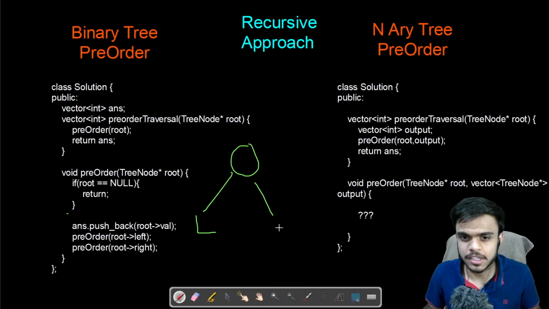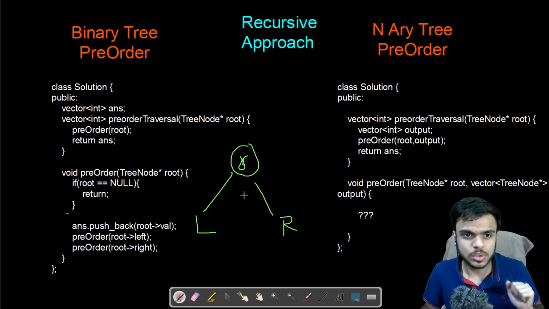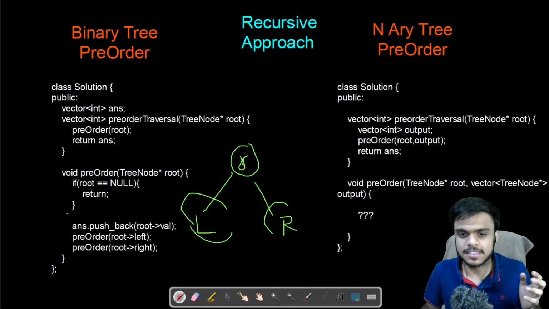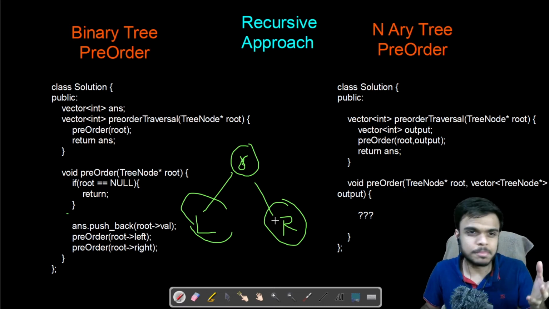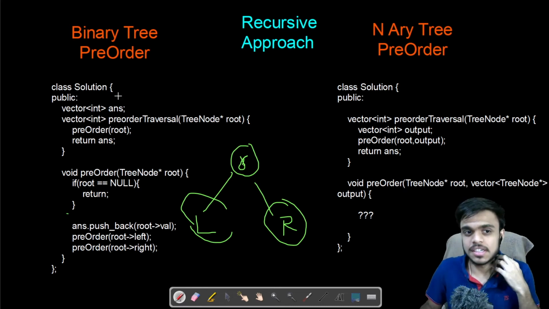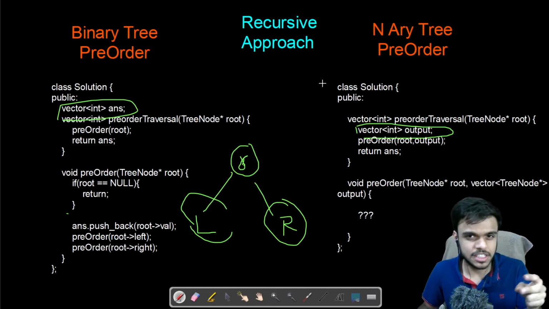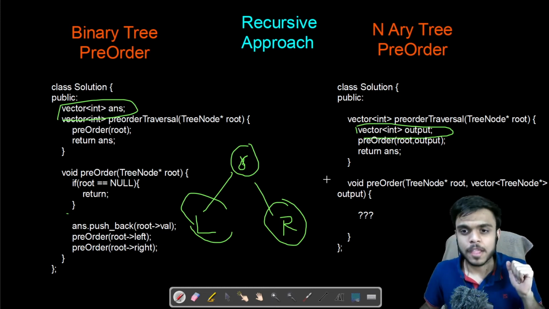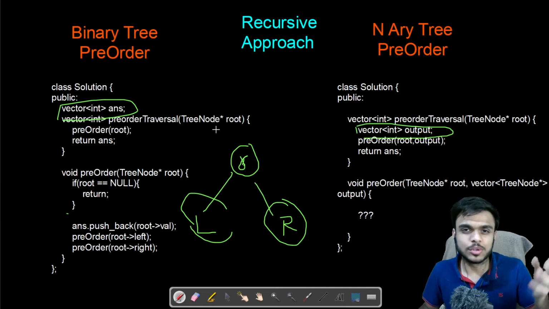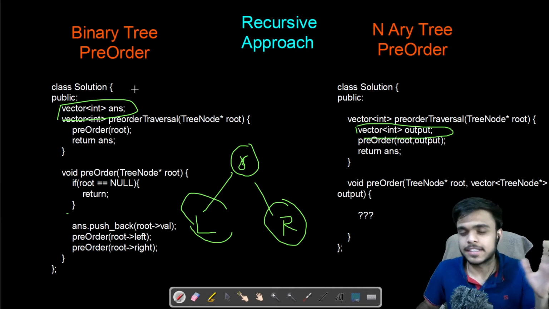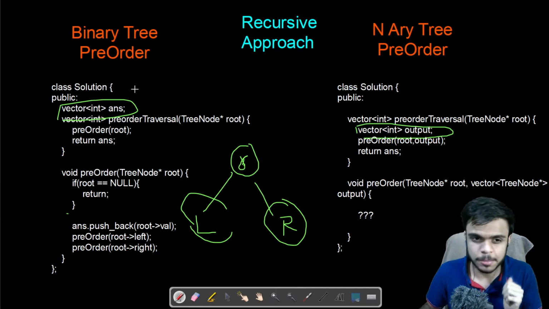So let us just think of it. Think of this as our root. I'm saying small r as the root, and this is the left subtree and this is the right subtree. What we do in binary tree pre-order traversal is we take a global vector, or you can also take a local vector and pass it to our helper function where we can recurse. We are initially discussing the recursive approach. So these are the two ways you can do it: you either take the global vector, or you pass it to the helper function.